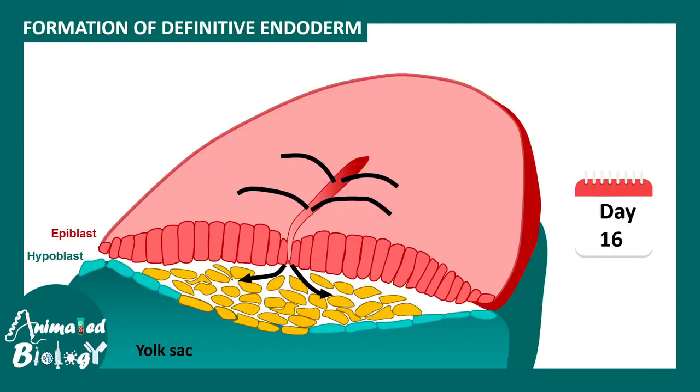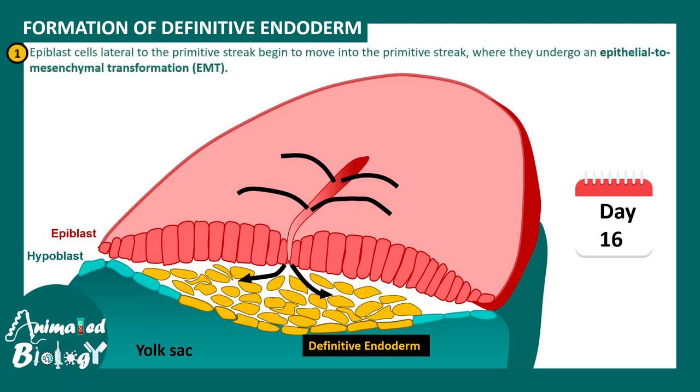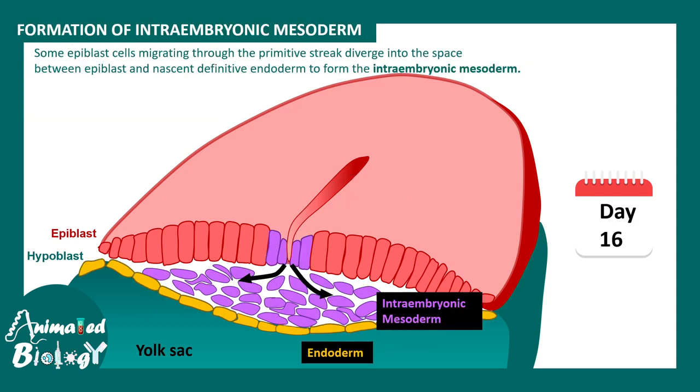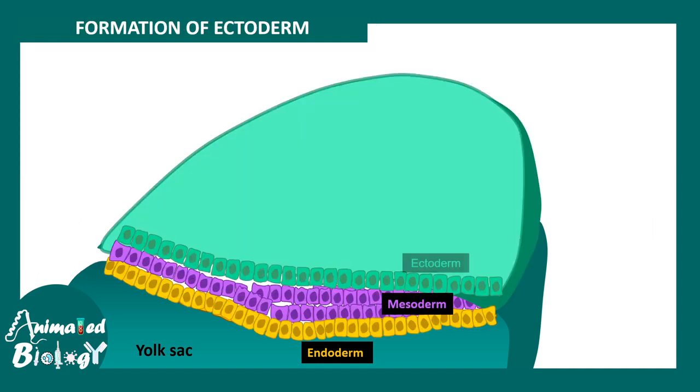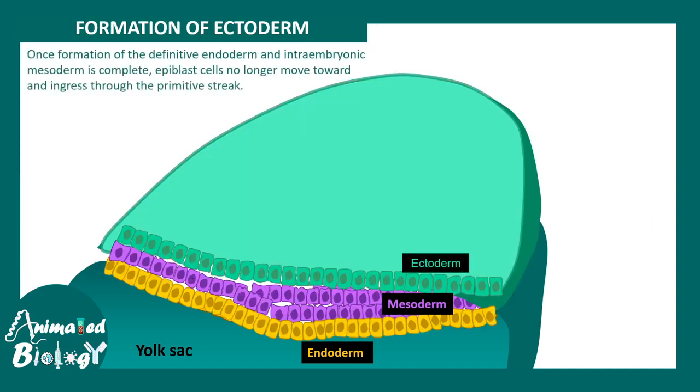So what really happens after the cells of the epiblast ingress inside? The cells of the epiblast eventually replace the cells of the hypoblast, and ultimately this would form the definitive endoderm, and this is happening at the early stage of day 16. Eventually more cells would move in and the intraembryonic mesoderm would be formed between the endoderm and the so-called epiblast layer.